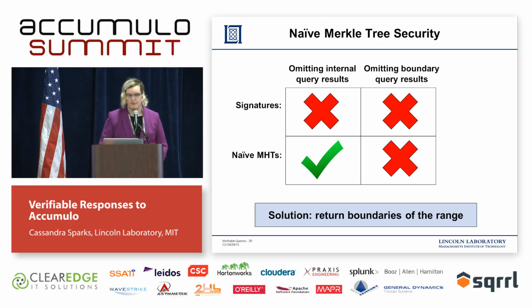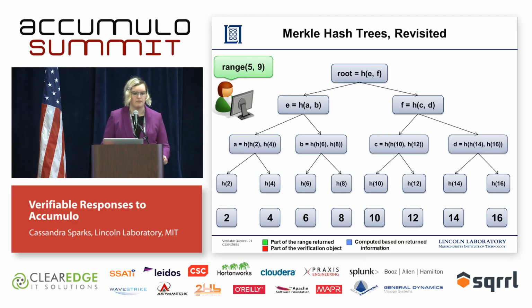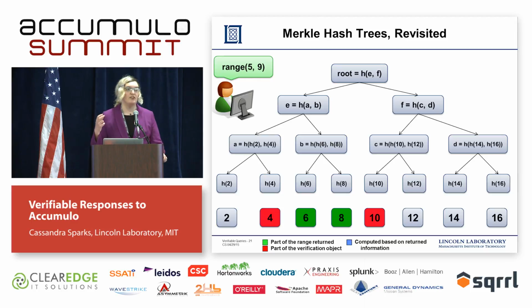So the solution to this is to now return not just the range itself, but also include the boundaries of that range as part of the verification object. So now if we have the same tree and the same query over it, we need to return not just 6 and 8, but also 4 and 10. So that way, when the client gets the data back, they can also check to make sure that the lower range and the upper range are adjacent to each other so that nothing was omitted in the entire structure of the tree. So then we can go through the same process as before and see what we can compute from what we already have and what extra information we need to be able to compute the root hash value.